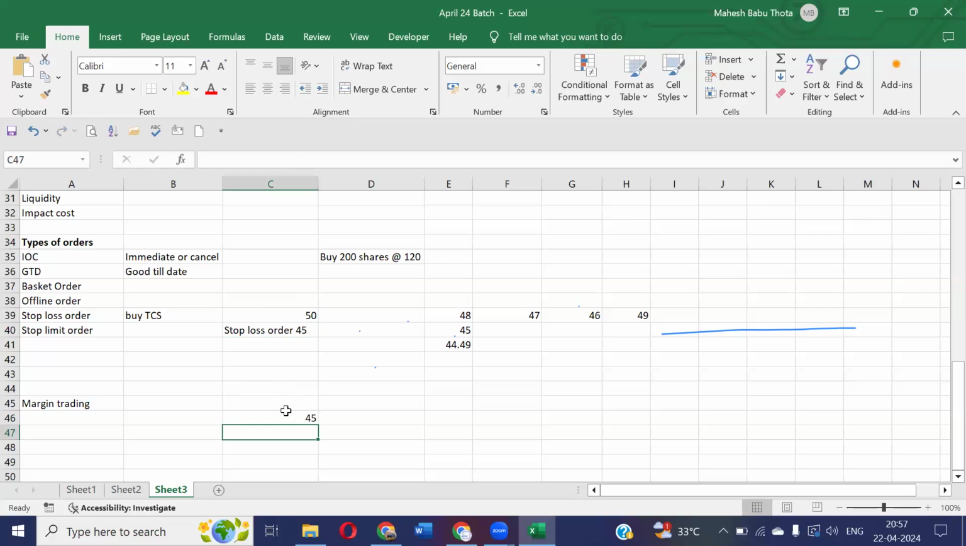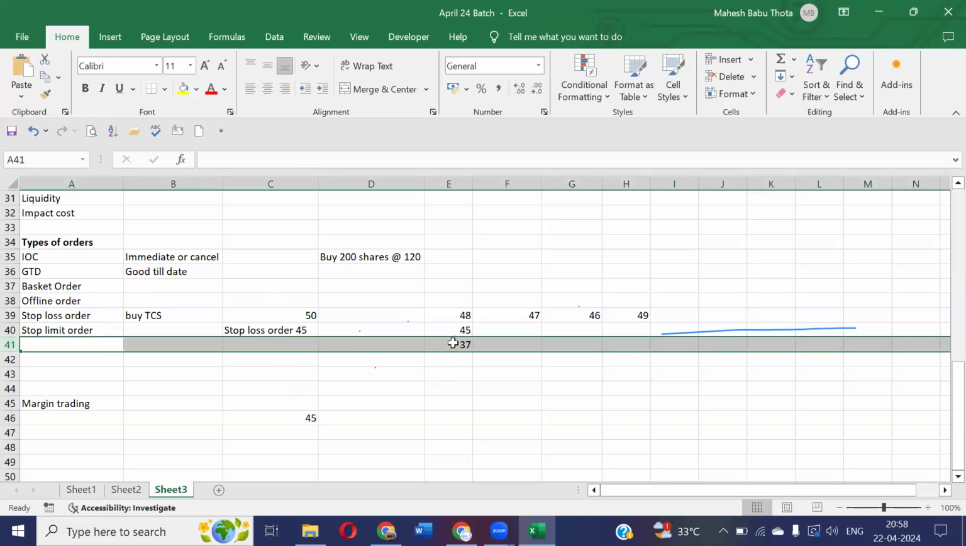So in this case, once the price comes to 45, it will execute only at 45 or more than 45. Getting the point? Stop limit order means I'm limiting the loss up to 45. Suppose in this example of the stop loss order, the trigger point is 45. After 45, the share price went to 37. What will we do?